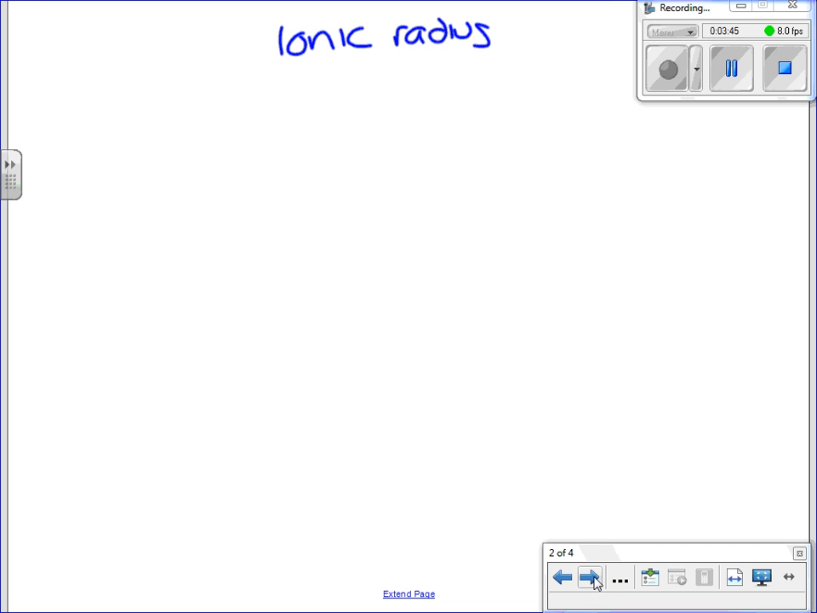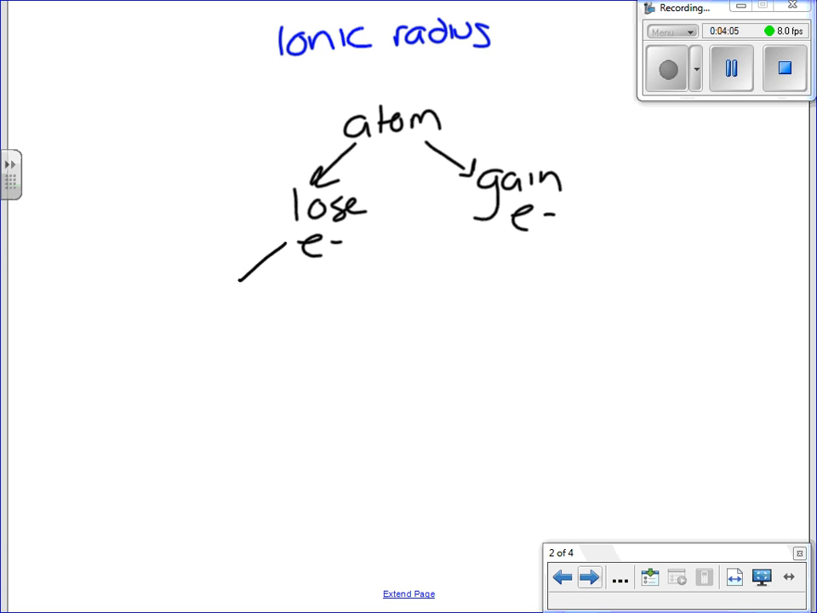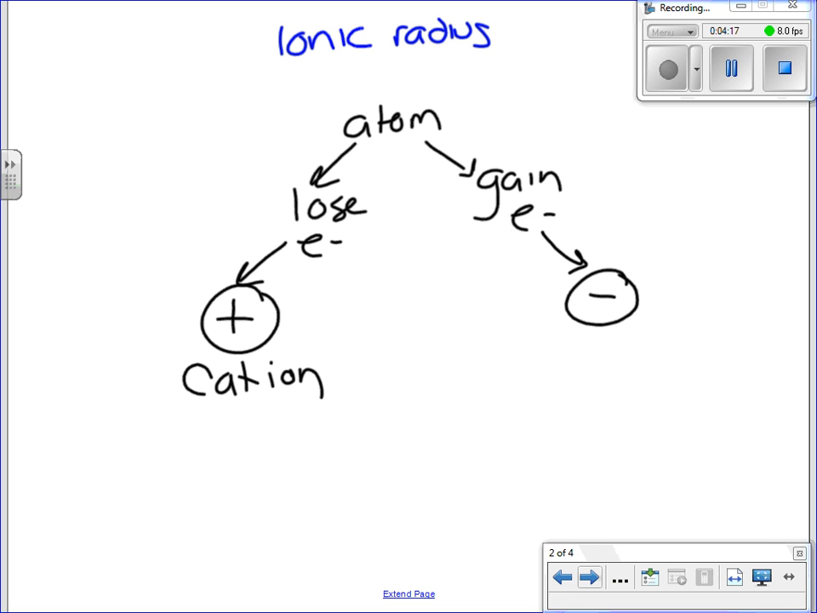All right, ionic radius. So you need to talk about ions. Here's an atom. An atom can lose an electron or gain an electron. You have a packet that you did on Tuesday after the snow day that explains this. If an atom loses an electron, e minus, it loses a negative, so it becomes positive. And this is a cation, not an onion, but a cation. If it gains an electron, it gains a negative, and it becomes negatively charged. That is an anion.